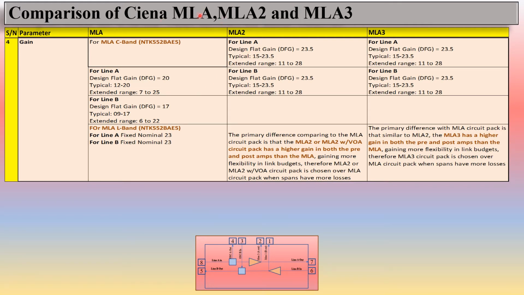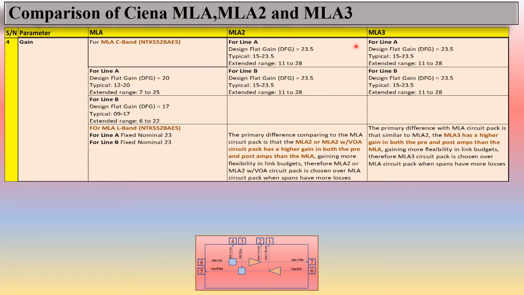So the construction is very similar, but there is some difference in some parameters. You will check there is more difference in some more parameters in next slides. You can see here for line B there is a design flat gain of 17, typically 0.9 to 17, and extended range is 6 to 22 dB. And for MLA2, design flat gain is 23.5, typically 15 to 23.5, and extended range is 11 to 28.